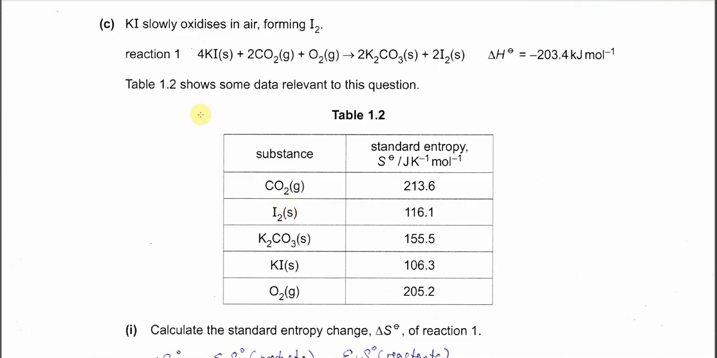Part C. KI slowly oxidizes in air, forming iodine. So we have this reaction 1 showing the formation of iodine. The enthalpy is given as negative 203.4 kilojoules per mole. Okay, so we're going to use the standard entropy here. Standard entropy is not the delta S. Delta S can be negative or positive. Standard entropy is always positive, because it's the molar entropy of the substance.